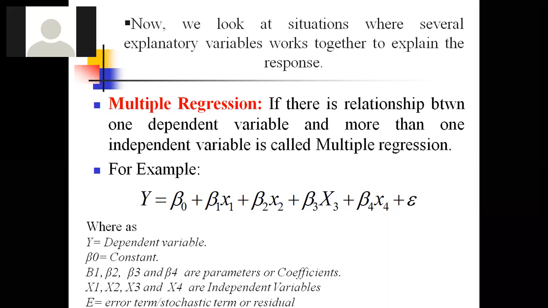The b's. Then x1, x2, x3, x4 are called independent variables. Epsilon, sometimes we write e or u, is called the error term, or stochastic term, or residuals. So these are multiple regression. Again I am explaining that multiple regression is nothing but a relationship between one dependent variable and more than one independent variable. That is called multiple regression.